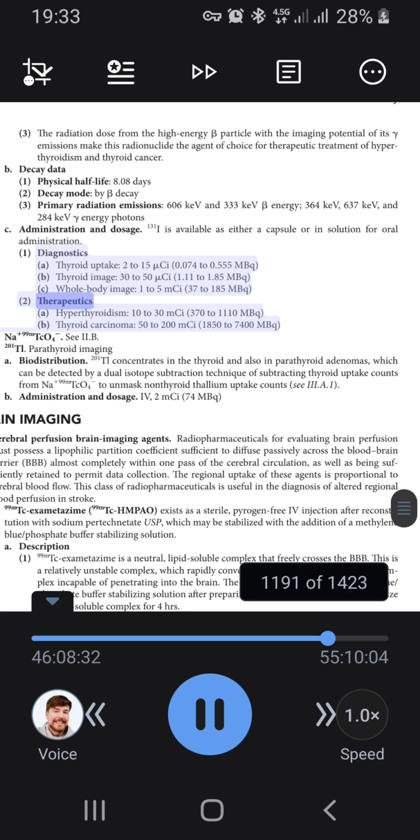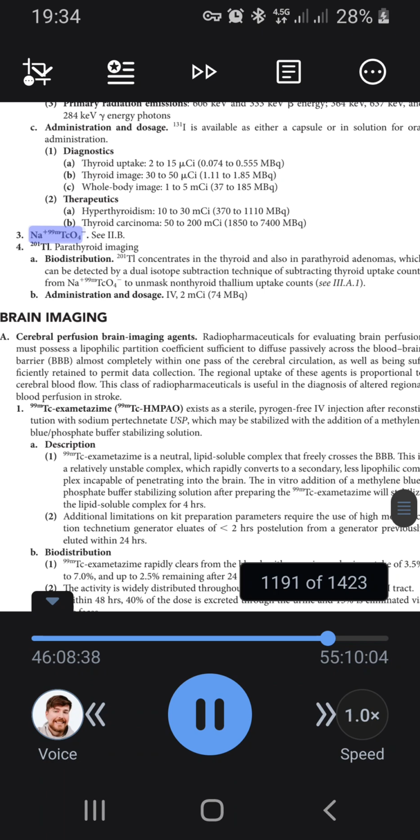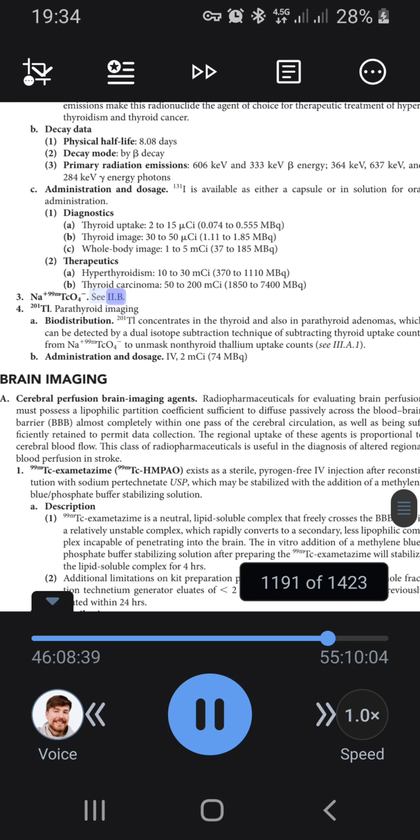37 to 185 MBq. 2. Therapeutics. Hyperthyroidism, 10 to 30 mCi, 370 to 1,110 MBq. D. Thyroid carcinoma, 50 to 200 mCi.